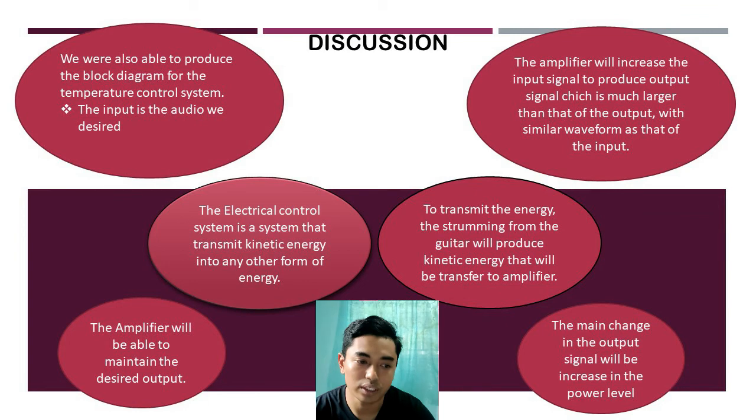The third one is that the electrical control system is a system that transmits kinetic energy into any other form of energy. To transmit the energy, the strumming from the guitar, which is the guitar current, will produce kinetic energy that will be transferred to the amplifier. Then the amplifier will be able to maintain the desired output. And lastly, the main change in the output signal will be an increase in the power level.